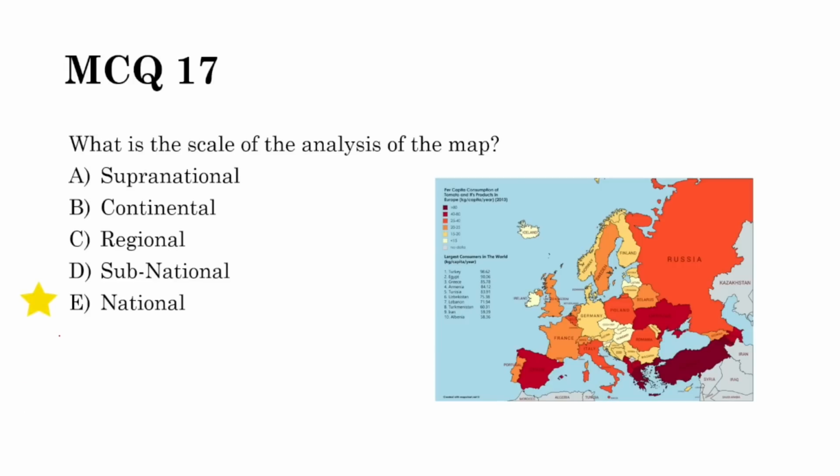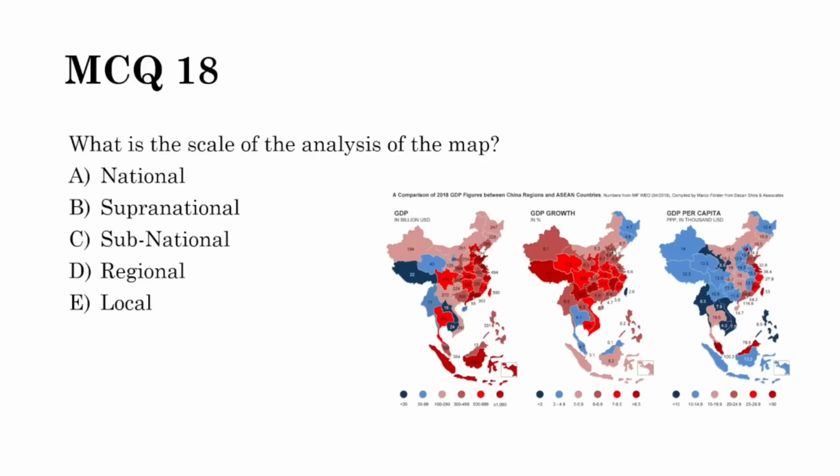On an FRQ, country scale of analysis or national scale of analysis would be acceptable. Now, some students would have said continental, because we're looking at the continent of Europe, but it's a national scale of analysis because the data varies on a country by country basis. All right, 18, let's use those skills we developed in 17 to answer this question.